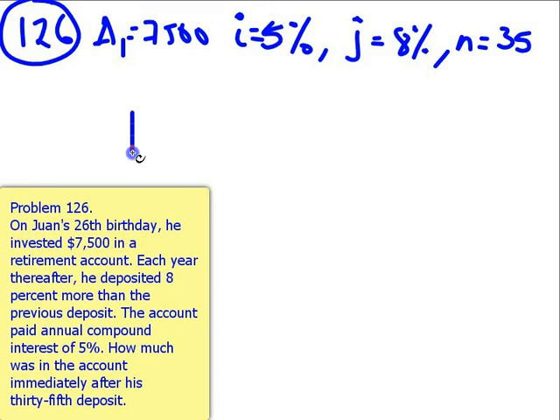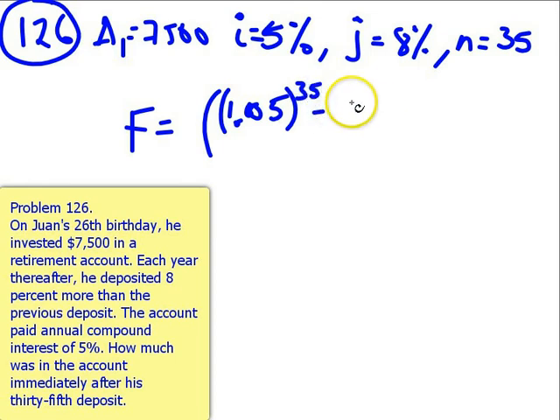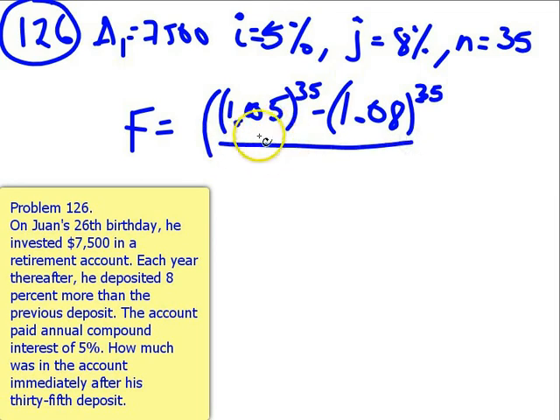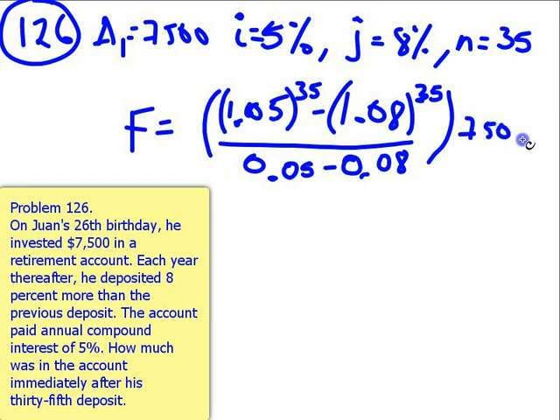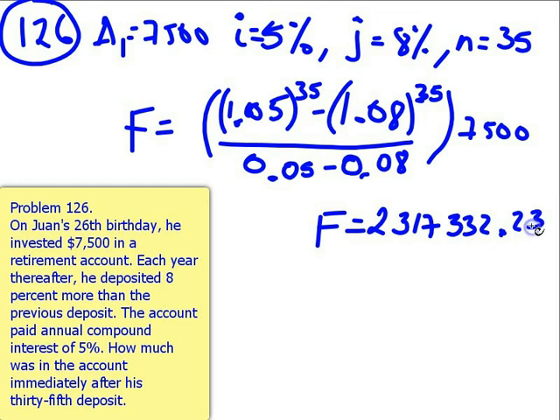The formula, we still need to find a future value in this problem, so we would need to write 1.05 to the 35 minus 1.08 to the 35, all that divided by 0.05 minus 0.08, all that times 7,500. The result after we do these computations is that there will be $2,317,332.23 at the end of the 35 years.